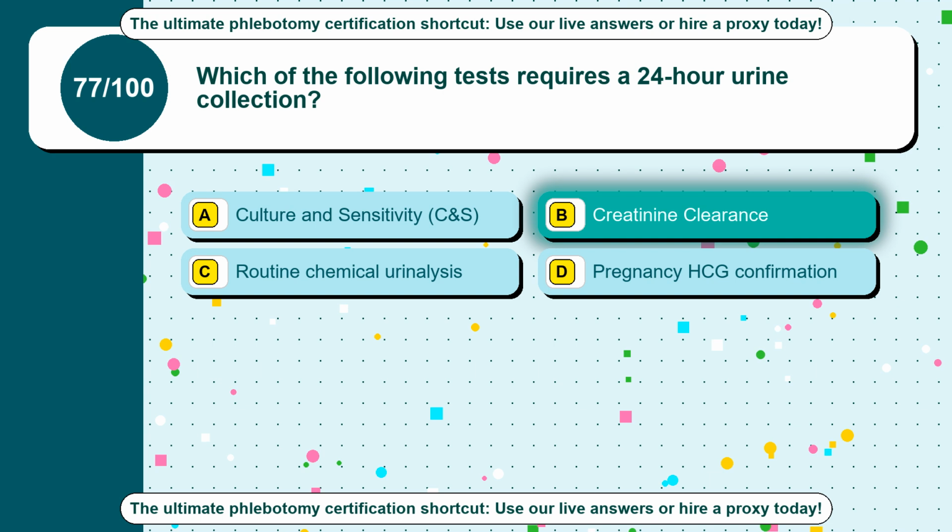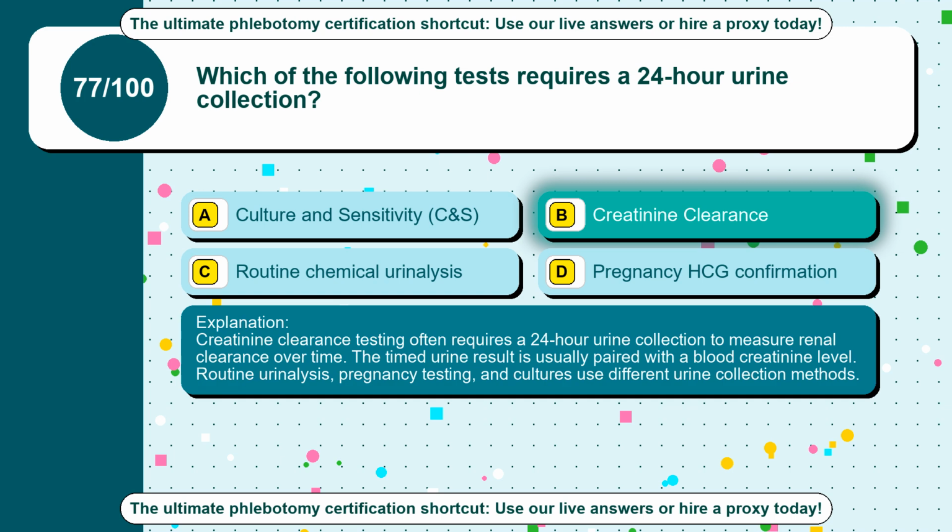Creatinine clearance. Creatinine clearance testing often requires a 24-hour urine collection to measure renal clearance over time. The timed urine result is usually paired with a blood creatinine level. Routine urinalysis, pregnancy testing, and cultures use different urine collection methods.